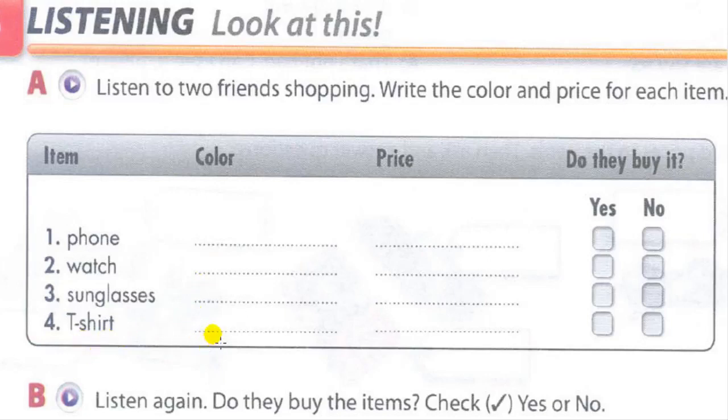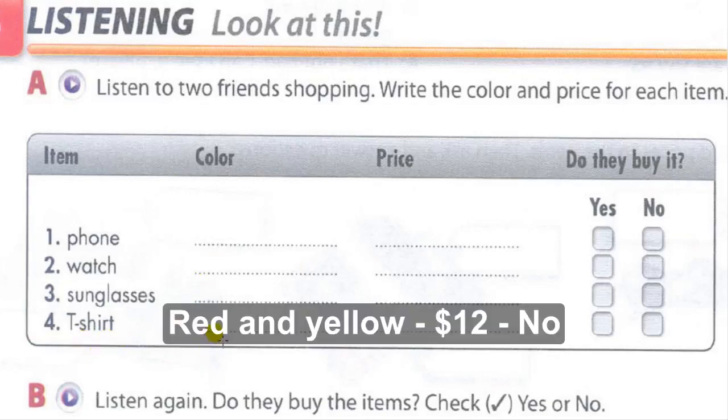4. T-shirt. Color, red and yellow. The T-shirt is red and yellow. Price, $12. Do they buy it? No.